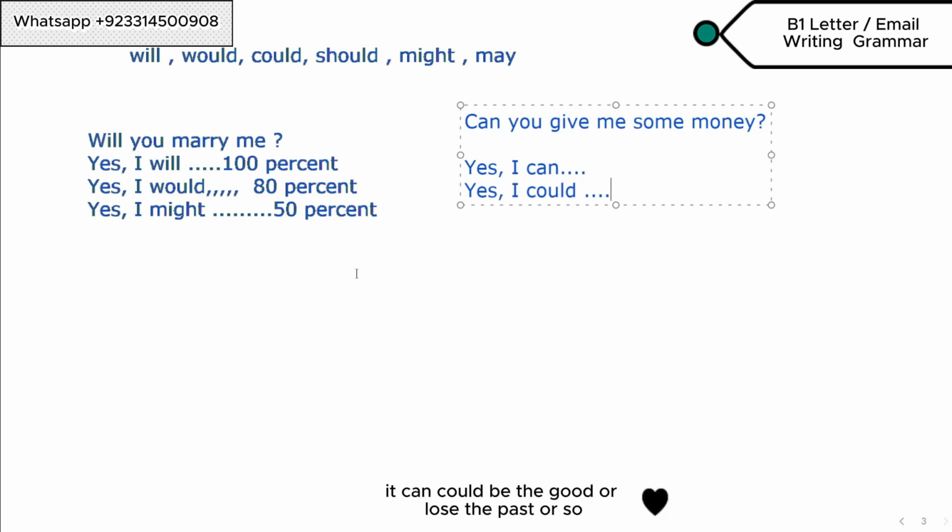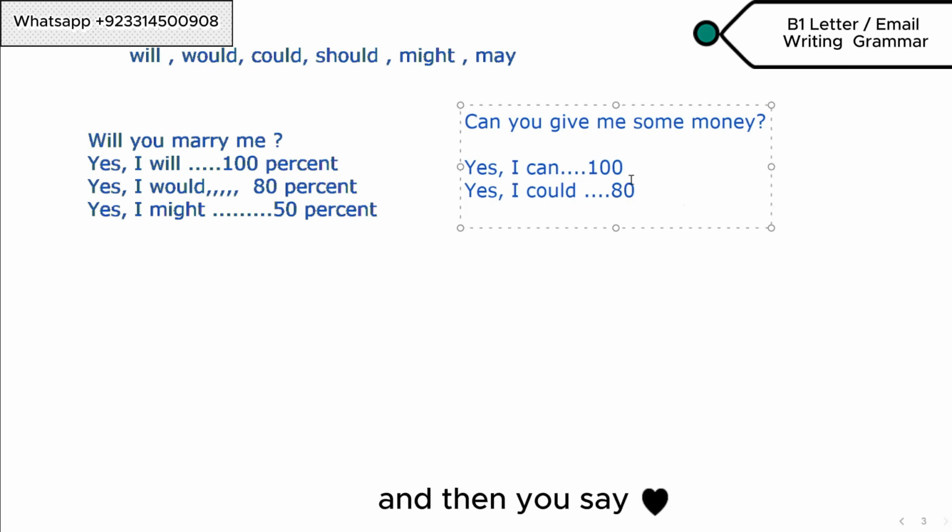Can and could are both used for the past also, but this is the possibility of something happening as well. People only relate could with the past, but it's not about the past only. It's about possibility. Like, can you give me some money? Yes, I can. This is 100% sure. Then you say, yeah, I could. You can also hear the tone. And then you say, yes, I might.